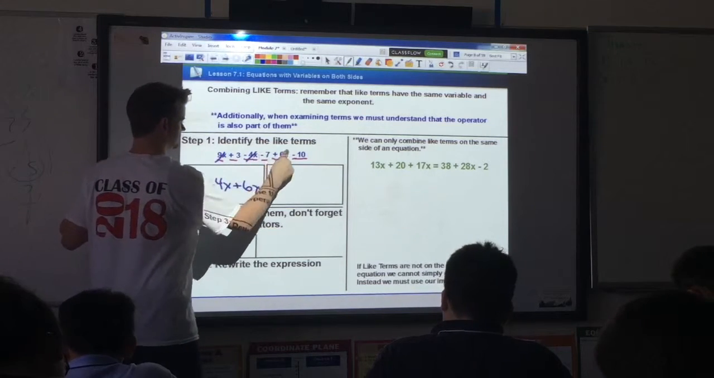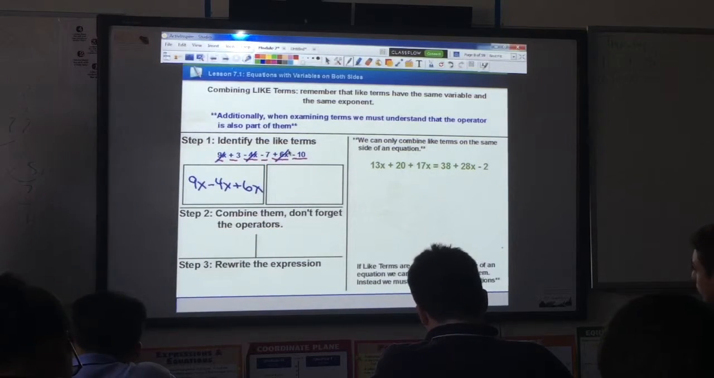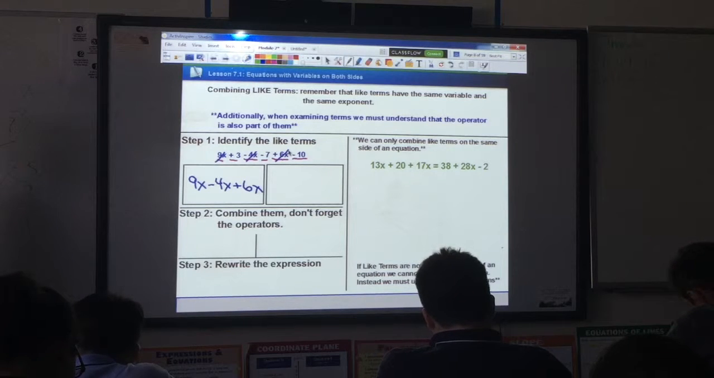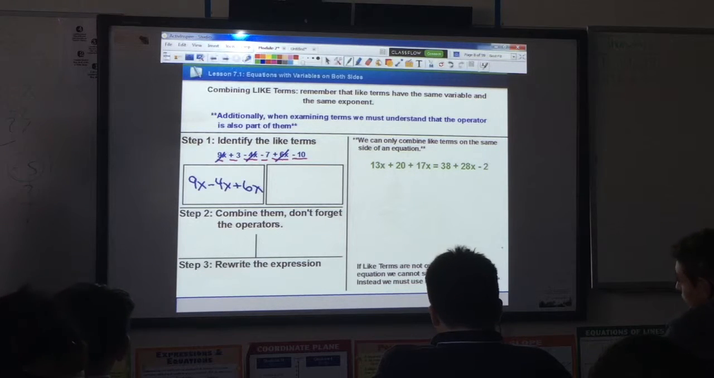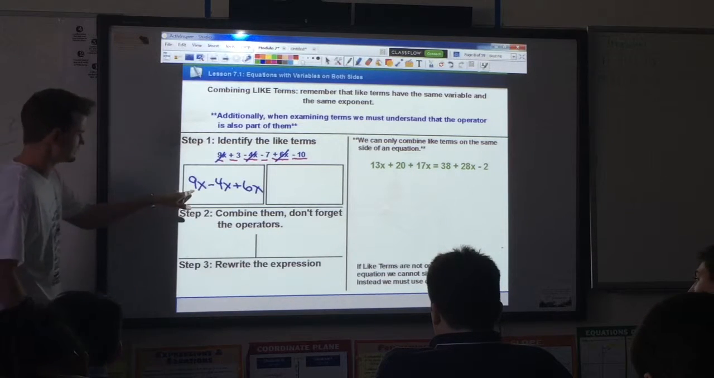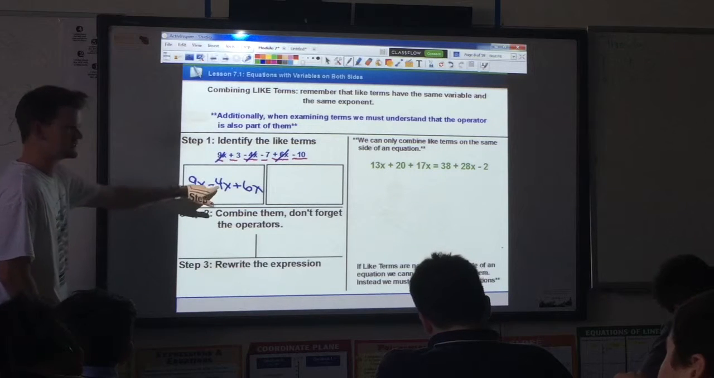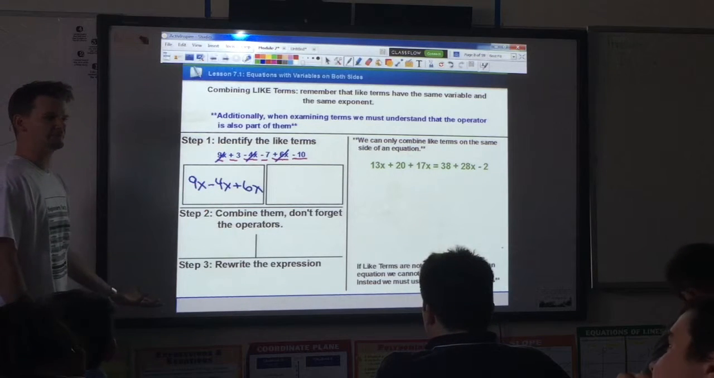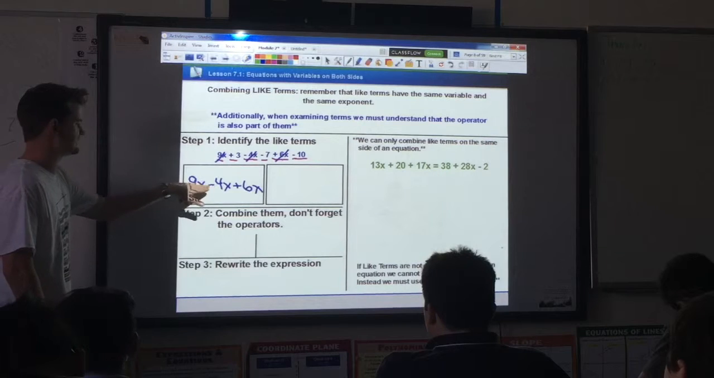Now I have my constants. Those are also like terms. Some of you are like, wait, there's positive and negative. That does not matter. They're all constants. They do not have a variable. Therefore, they are like terms. Some of these are positive and negative, right? Does that matter? No. All that matters is that all of these have the exact same variable.